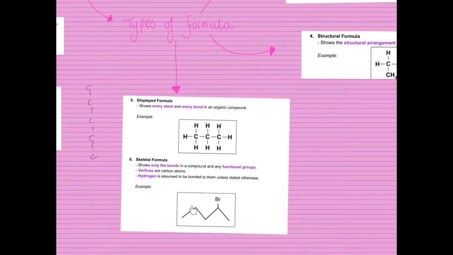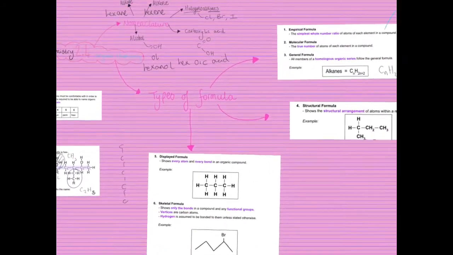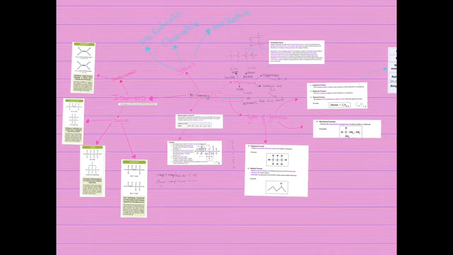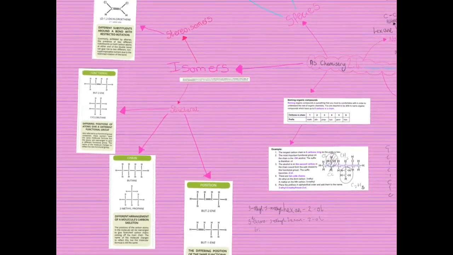So it's removing it all and you bend them, okay. So that's kind of like the basics of organic chemistry. We're now going to move on and look at isomers.